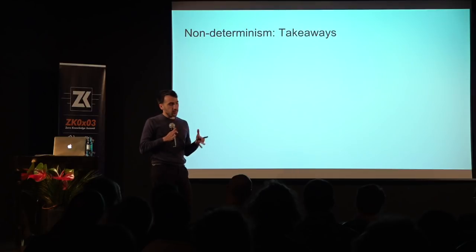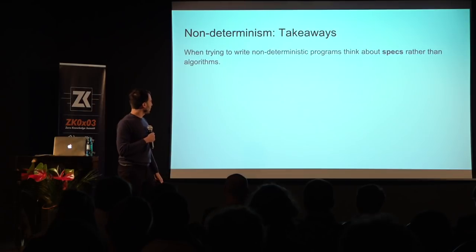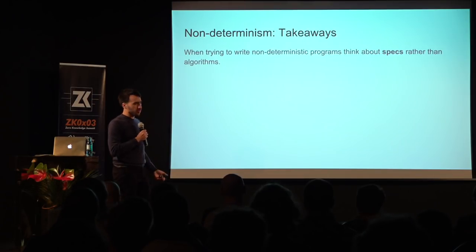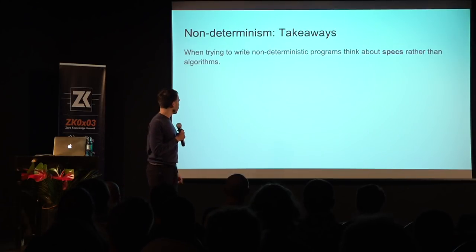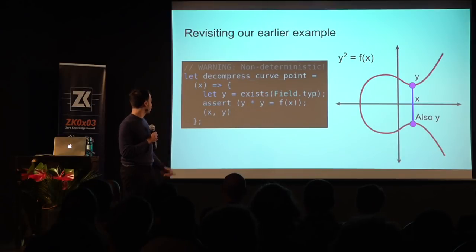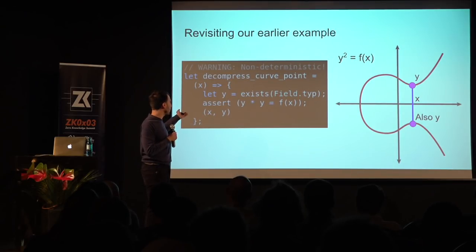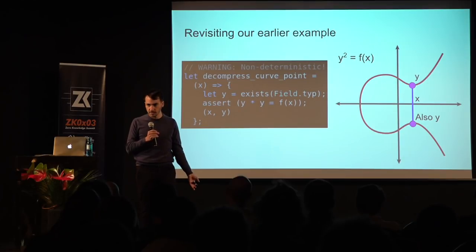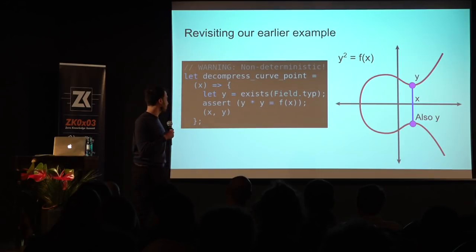So just to wrap up, takeaways about non-determinism. When you're trying to write non-deterministic programs, you think more about specs than algorithms. So this is like a spec, right? I'm saying basically return a y where y squared is equal to f of x. You see what I'm saying? It's not really an algorithm. It's just a spec. It doesn't tell you how to find y.